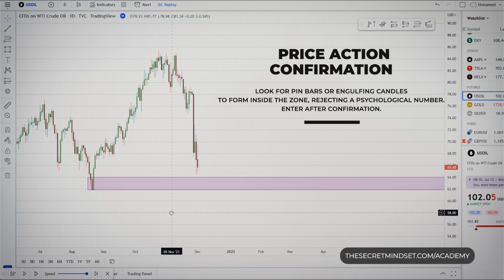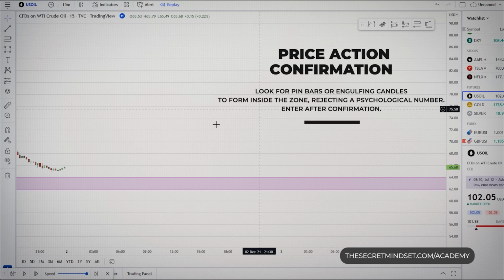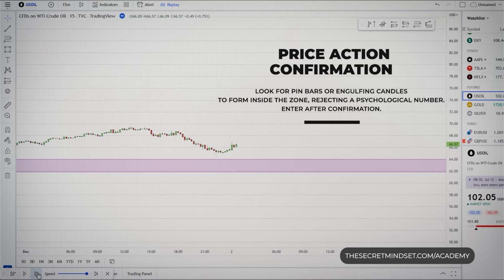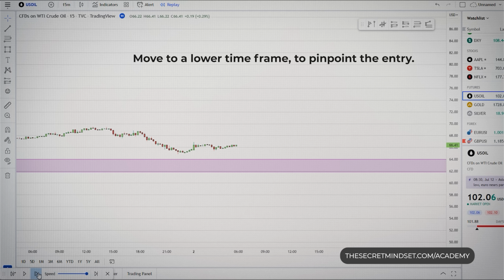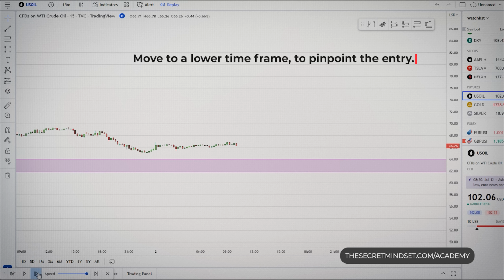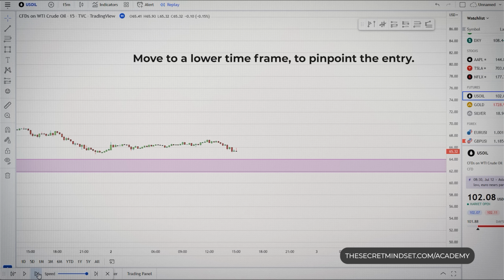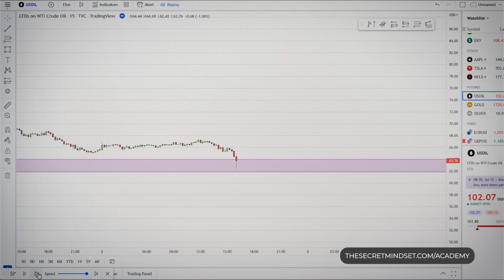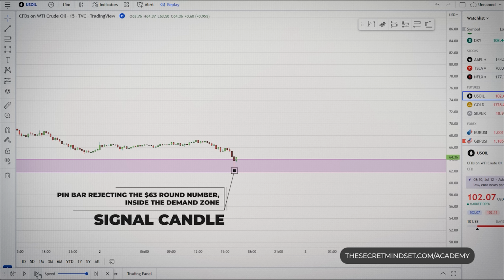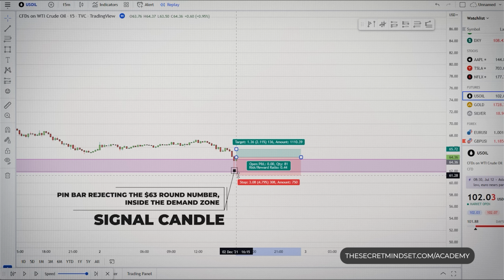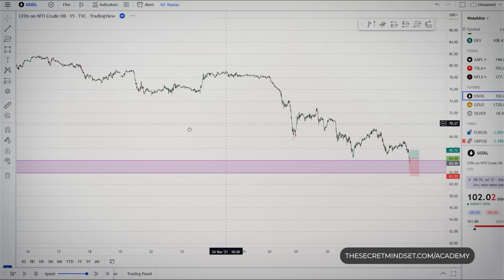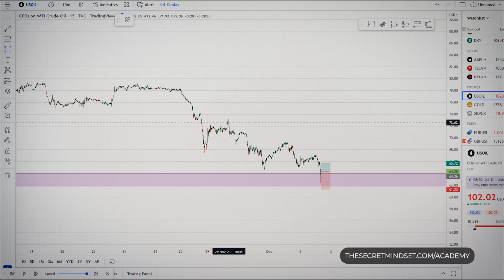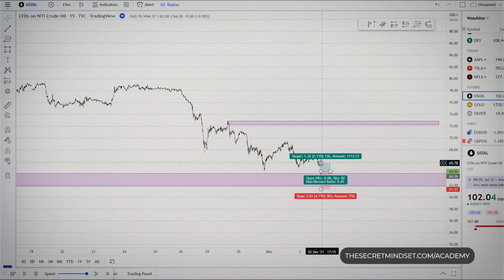I look for pin bars or engulfing candles to form inside a zone, rejecting a psychological number, and then I enter. Now, we determined our value area. Let's see if price returns to it. We move to the 15-minute time frame to pinpoint the entry. This is the signal. A pin bar candlestick forms right after price enters the zone and rejected the $63 round number. This is our signal to buy.